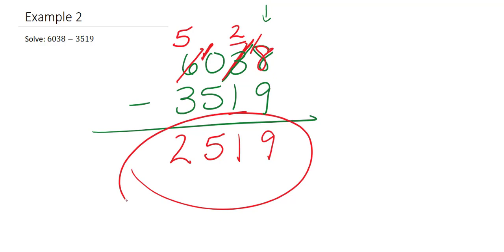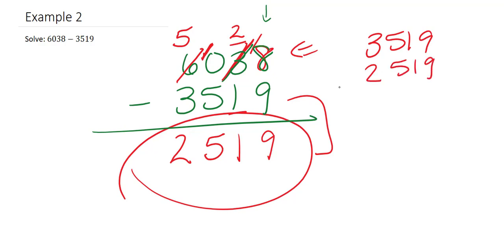Now, if you were unsure if you did this right, you could go ahead and add these two numbers to make sure you get the total at the top. So let's go ahead and do that. 9 plus 9 is 18, carry the 1. 1 plus 1 plus 1 is 3. 5 plus 5 is 10, carry the 1, and then that would be a 6. So this checks out. And so this is a quick way to check your answers to see if you are getting to the right solution, right?